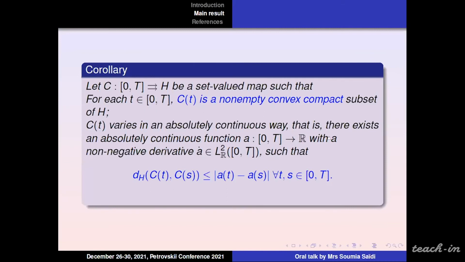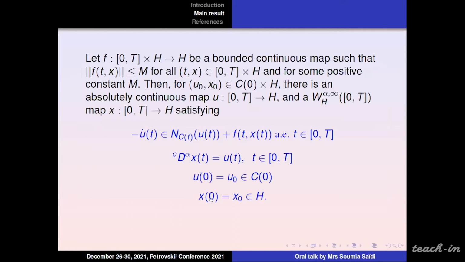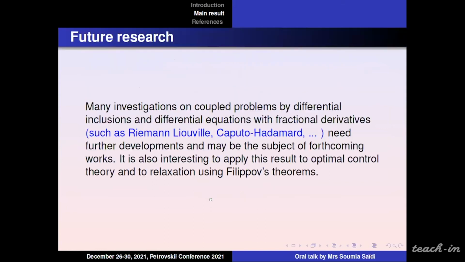So if there exists an absolutely continuous map a with non-negative derivative in L2 such that we have this estimate. If we consider a single valued map f which is bounded continuous, then for any initial conditions there exists an absolutely continuous map u and h in W^{alpha,infinity}(X) satisfying the sweeping process, the perturbed sweeping process, or the system coupled by the sweeping process and the Caputo fractional derivative as it is written.